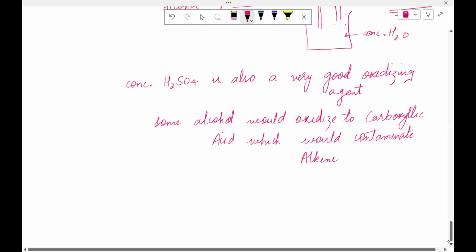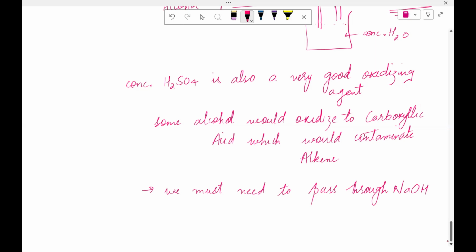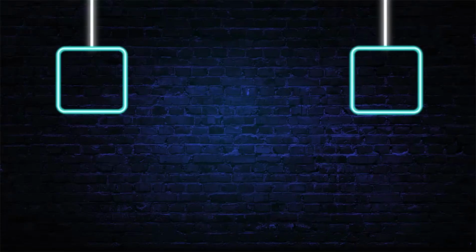So in order to prevent it, we must pass it through NaOH. Is that clear? Okay. So this is the whole of our today's lecture.